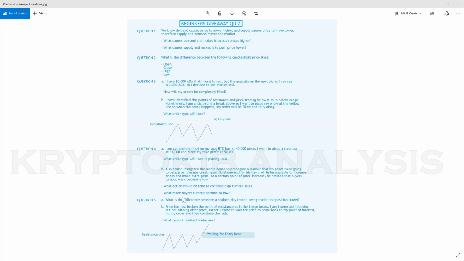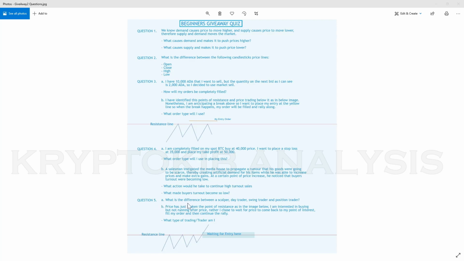Then the second one, what made buyers turnout become so low? Because price got so expensive, price became so high, and it is inorganic, so nobody was willing to buy at those expensive prices. So the answer is just prices got high or expensive.